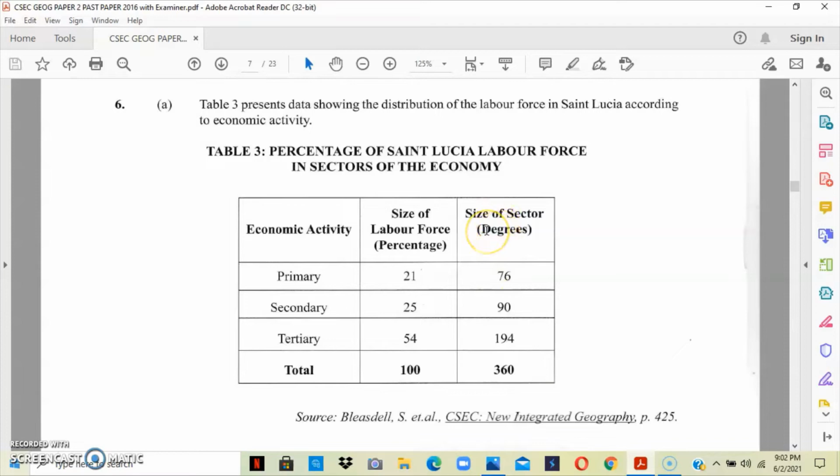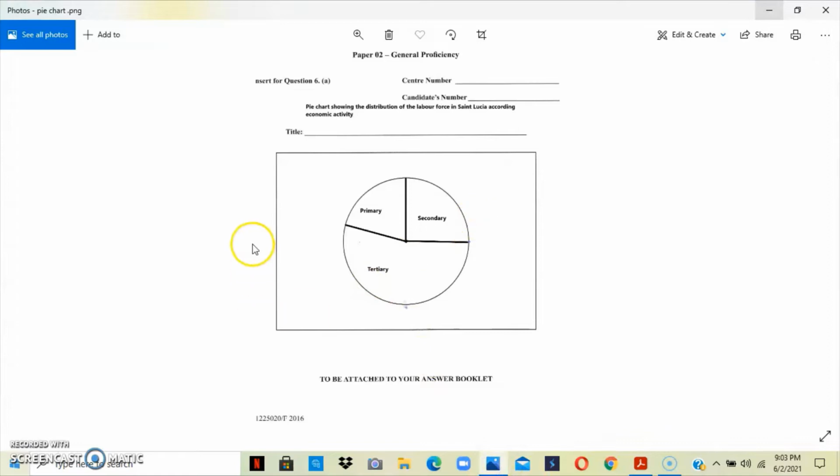Remember that the pie chart goes up to 360 degrees. So you have to use this one to create the pie chart. Now, when you're finished, your pie chart should look like this. However, you can add color to your pie chart, and you can also put in the percentage or the sector. And remember that your pie chart must have a title. So it's a pie chart showing the distribution of the labor force in St. Vincent according to economic activity. So you can put in the percentage or the sector.